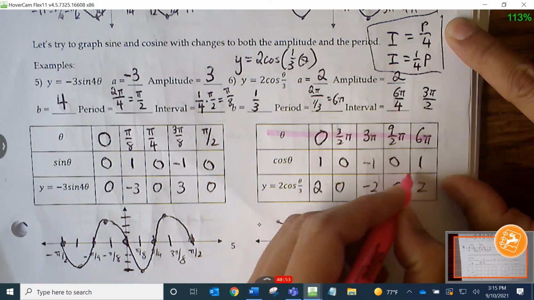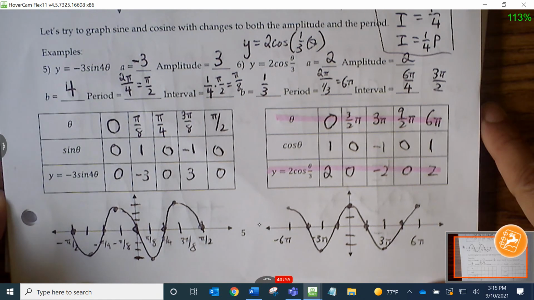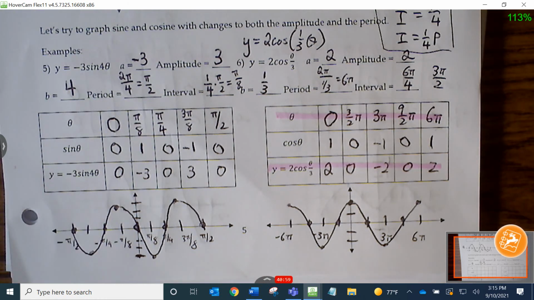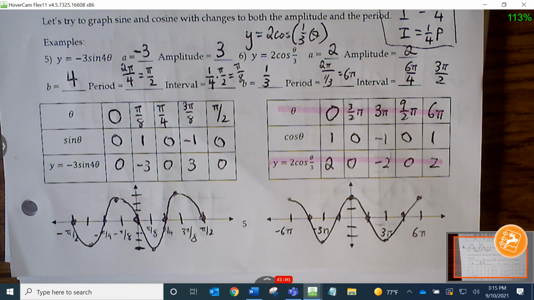So once I have all those values, I'm just going to graph it onto my coordinate plane. Okay, any questions here? Okay, let's go to the next page.